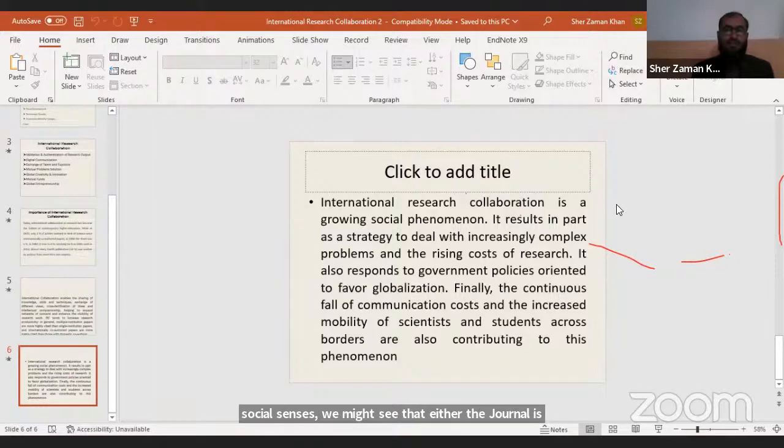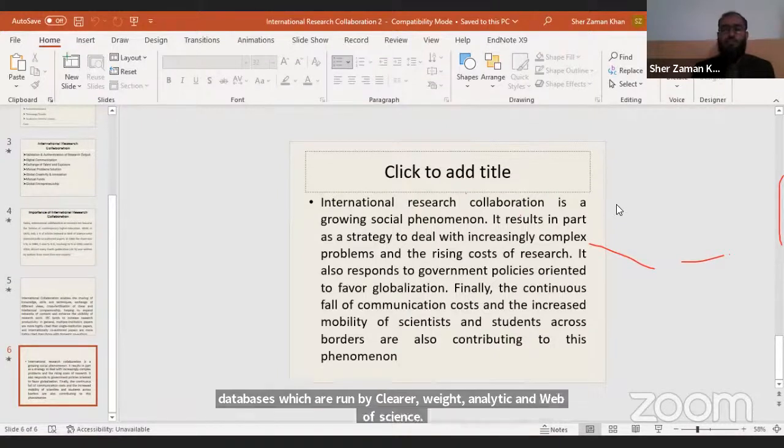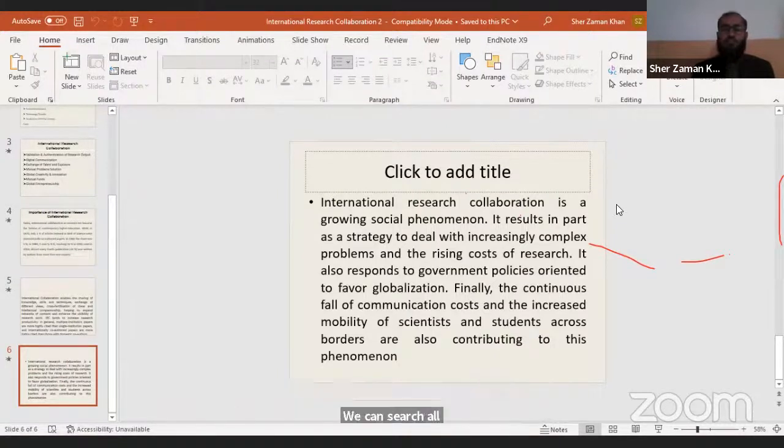SSCI means Social Science Citation Index, and for going into SCI or SSCI, a journal needs to be entered into ESCI, Emerging Sources Citation Index. All these are databases which are run by Clarivate Analytics and Web of Science. We can search all these journals on the Web of Science website or Web of Knowledge.